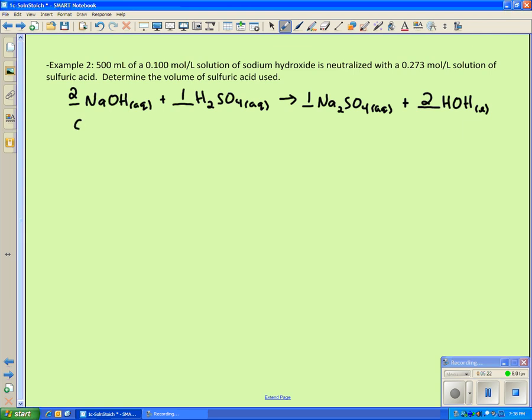The concentration of the sodium hydroxide is 0.1, and the volume is 500 milliliters. Sulfuric acid concentration is 0.273. And the volume is our unknown that we're going to be solving for. So again, I'm going to do one big long calculation, and that means that by the end, I should have volume of H2SO4.